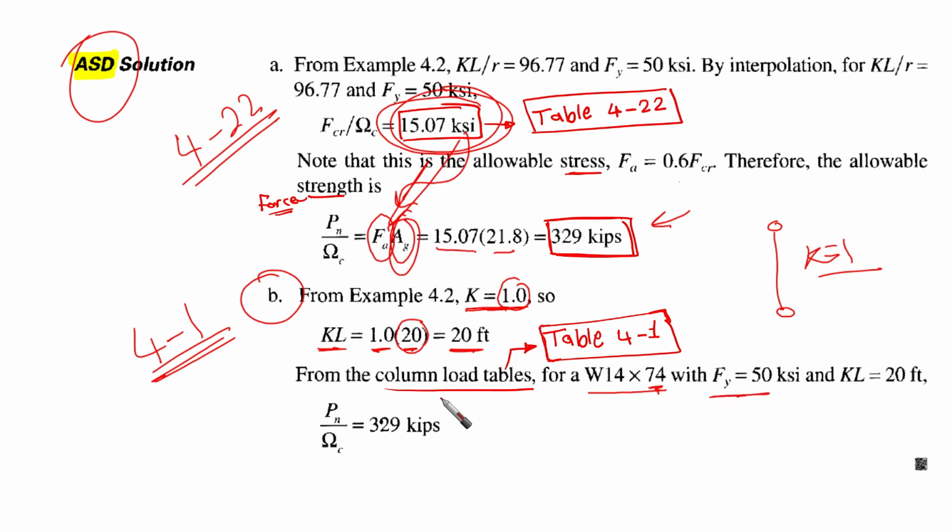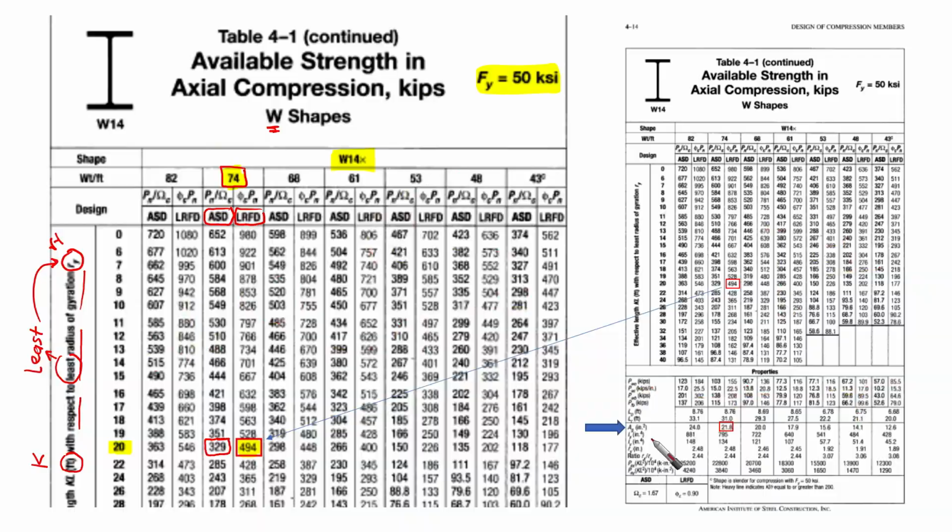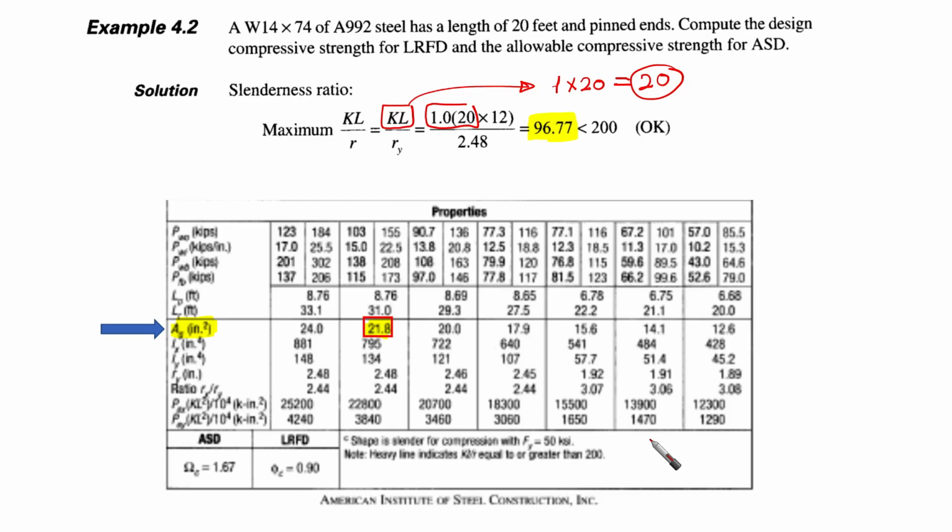Please stop the video here and go check the table again. You are going to find it as we have explained before, but it is very important for you to get familiar with the tables by using them yourself. So these are the information needed: W14, the weight per unit length, F yield, and KL. Then you are going to find it from our table here.